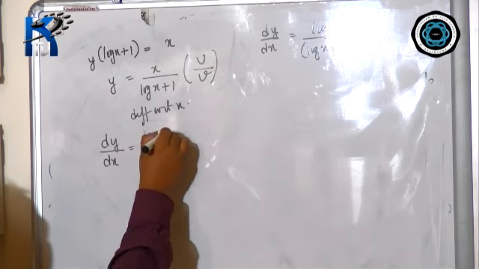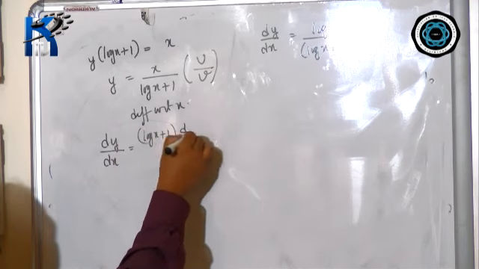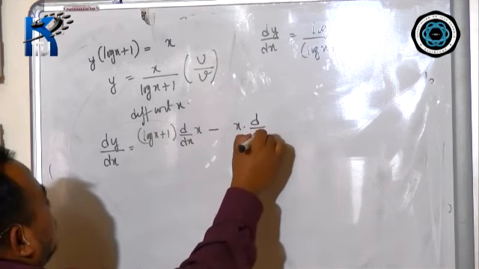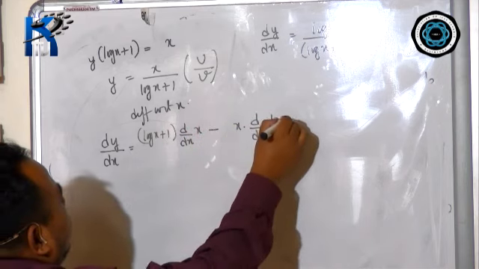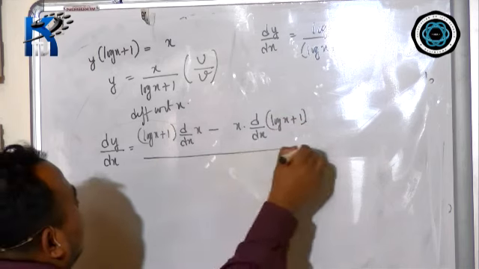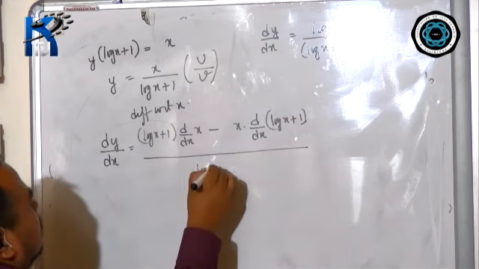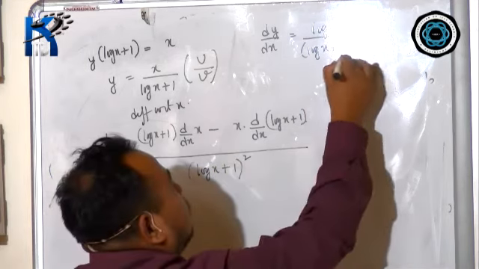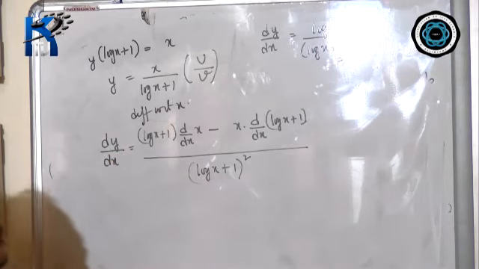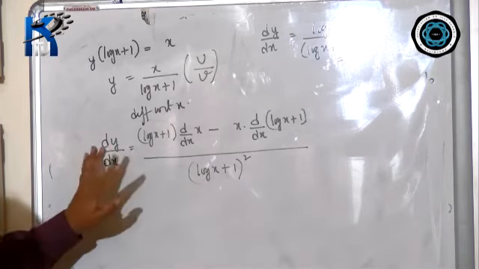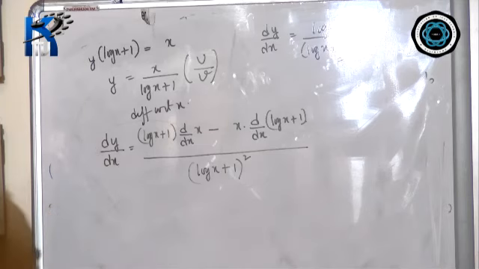V is log x plus 1. D by dx of u. U is x, minus x. D by dx of v. That is log x plus 1. Divide the whole thing by the denominator. So, log x plus 1 whole square. So, looking at the proving part, that is the square in the denominator, we came to know that we have to use quotient rule in this case.